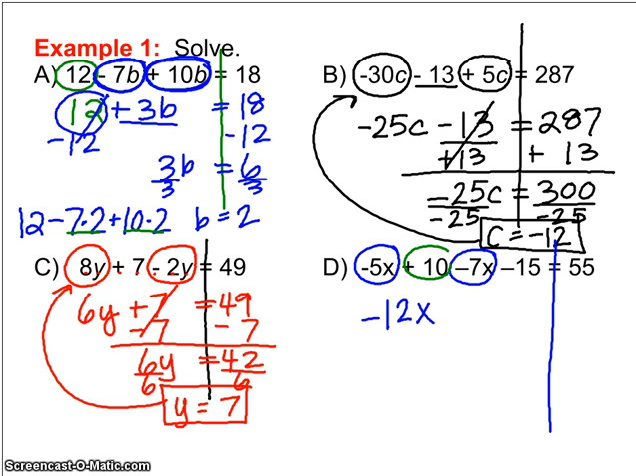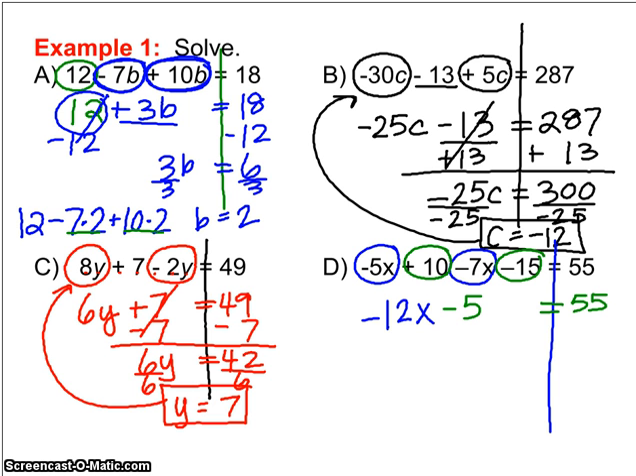I also this time have a positive 10 and a negative 15 that can be combined. If I have 10 positives and 15 negatives, I have a -5. Remember, Panthers, subtracting 5 is the same as adding a -5. So I'll leave that choice up to you, however you prefer to write it.